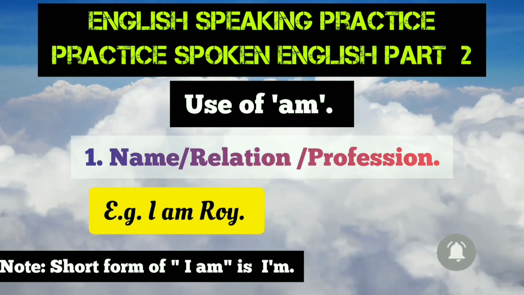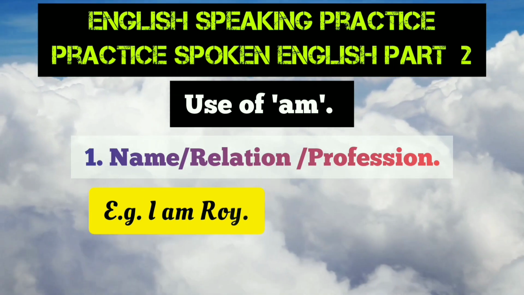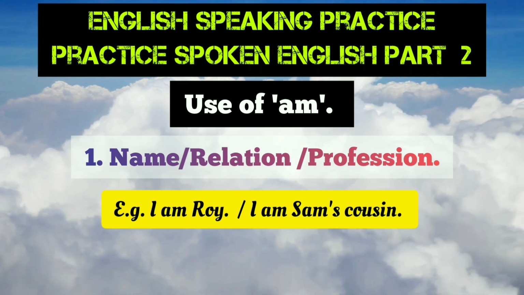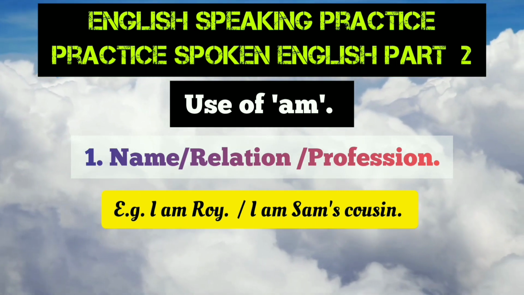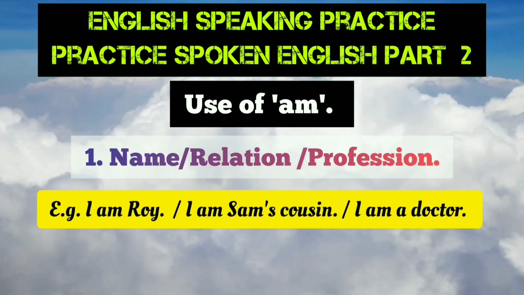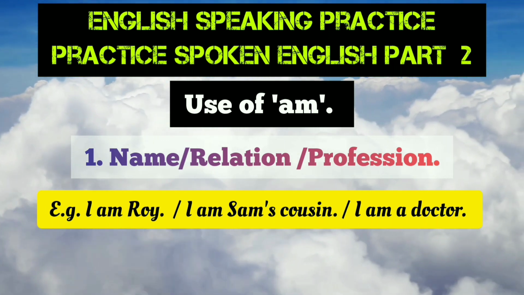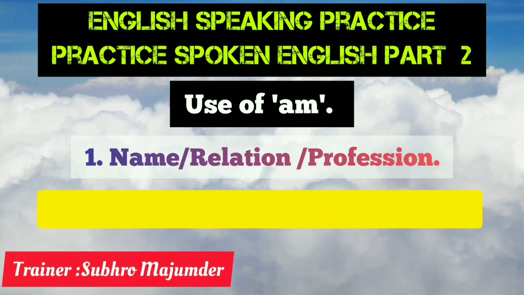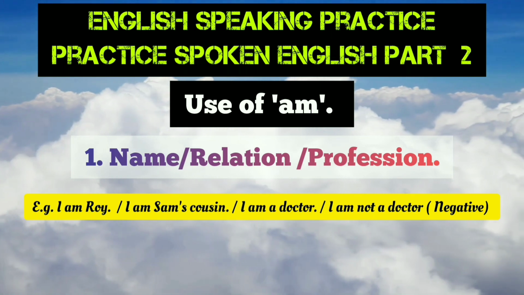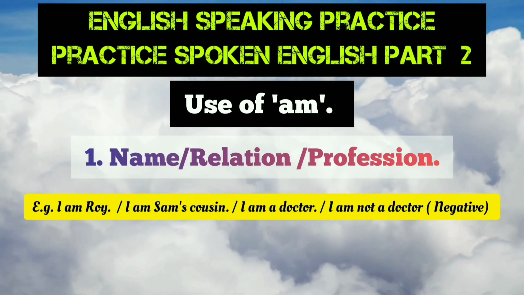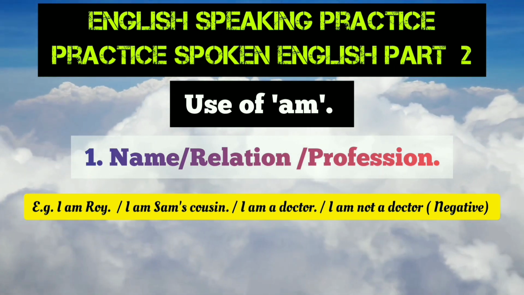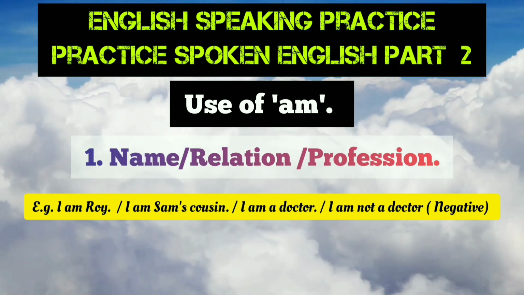And the next is, you can talk about your relation with someone, that I am Sam's cousin. So you use am also to talk about relationship. Okay, you can use am to talk about your relationship with someone. Then you can use am to talk about your profession, that is I am a doctor. Okay, so this is a positive sentence. Obviously you can also make negative sentence using am, that is I am not a doctor, that is a negative sentence. So that's the way you can use am in the simple present tense and discuss your profession, your name and your relations, right? Up next we are going to see where else we can use am.